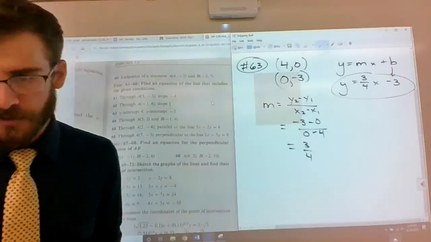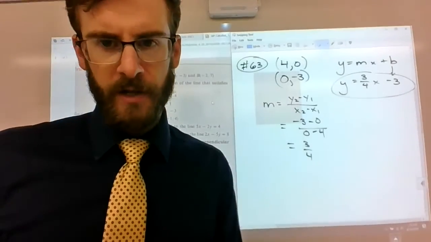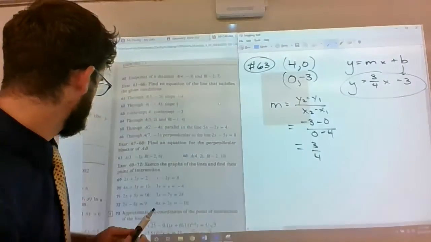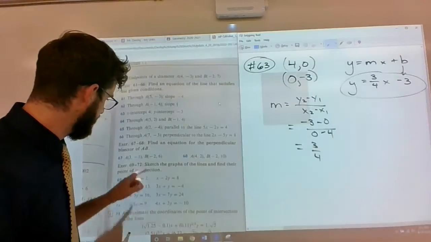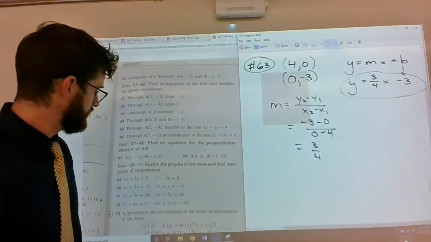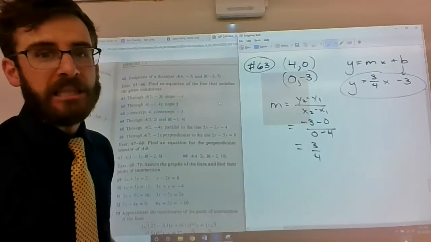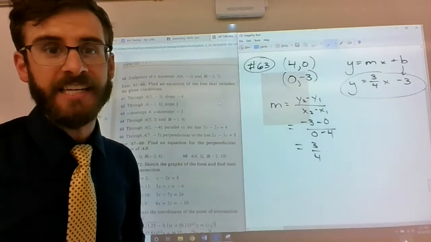Number 67 is one that's a little more complicated. So I'm going to start... well, let's read the directions first. It says, find an equation for the perpendicular bisector of the segment AB. All right. A little bit different than just writing an equation of a line given 2 points.